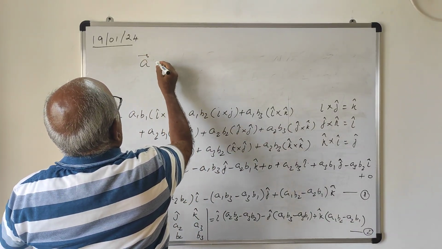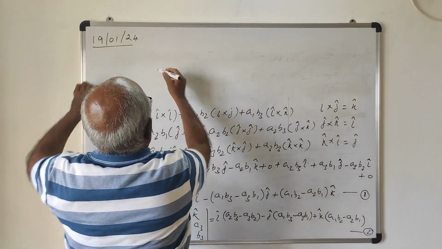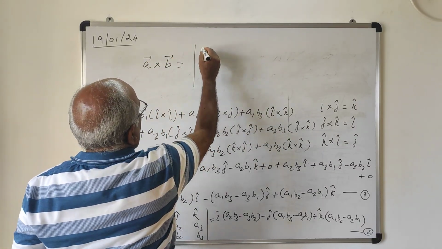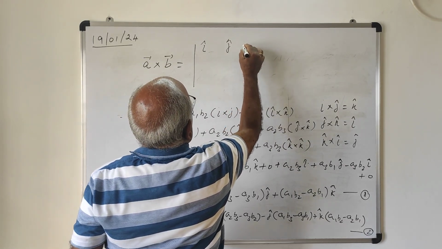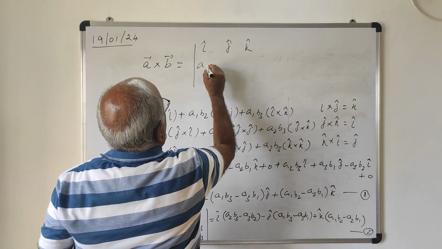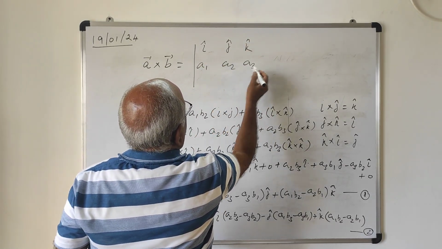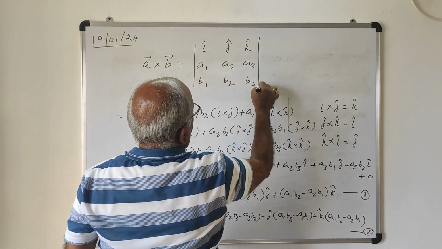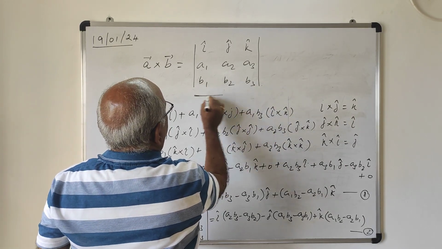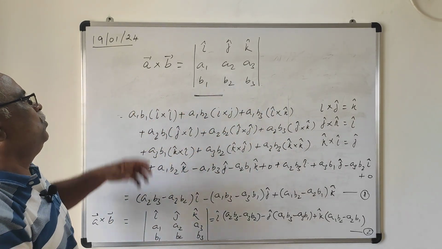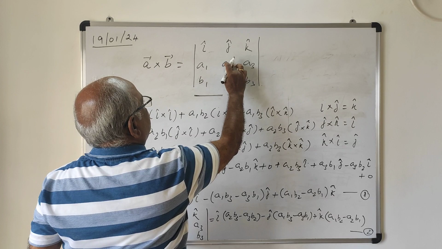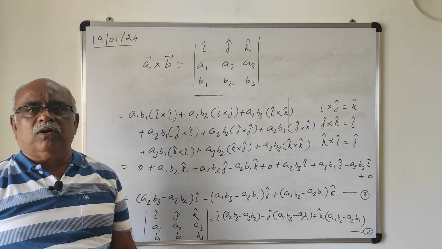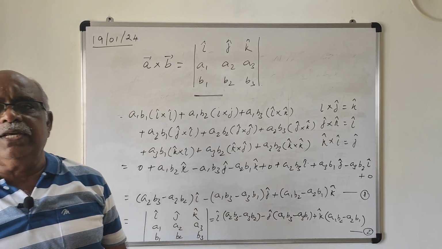So, A cross B, if its components are given, is the determinant value of I, J, K, A1, A2, A3, B1, B2, B3. This is the expression for the cross product of two vectors in terms of its components. That's all about the idea. I will stop here and we will continue in the next video.